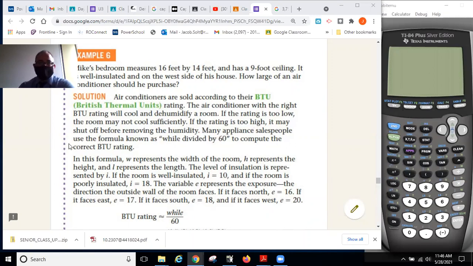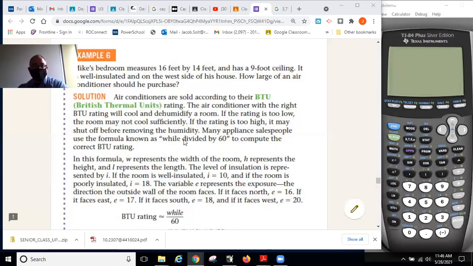Many appliance salespeople use the formula known as W times H times L times I divided by 60 to compute the correct BTU rating. In this formula, the W represents the width of the room. The H represents the height of the room. The L represents the length of the room. And the level of insulation is represented by I. If a room is well insulated, I equals 10. If the room is poorly insulated, I equals 18.